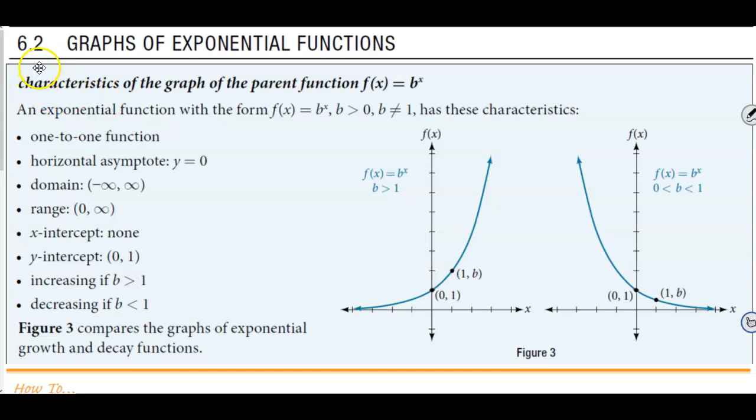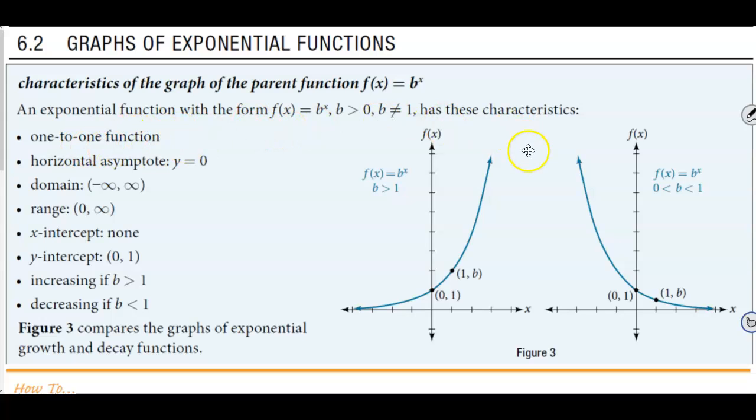In section 6.2, we'll be talking about graphs of exponential functions. A characteristic of the graph of the parent function f of x equals b to the x. An exponential function of the form f of x equals b to the x, where b is greater than 0 and b does not equal 1, has these characteristics.